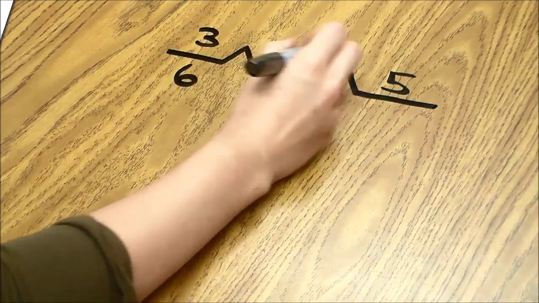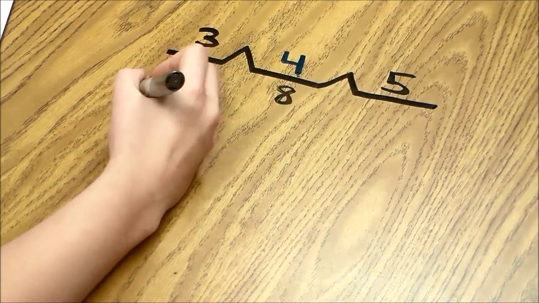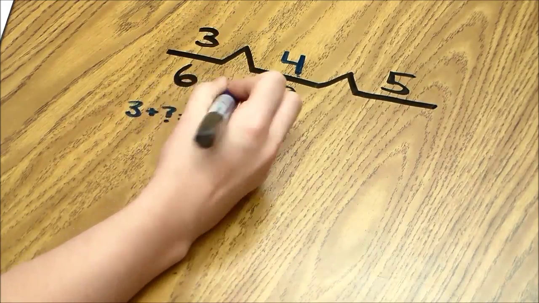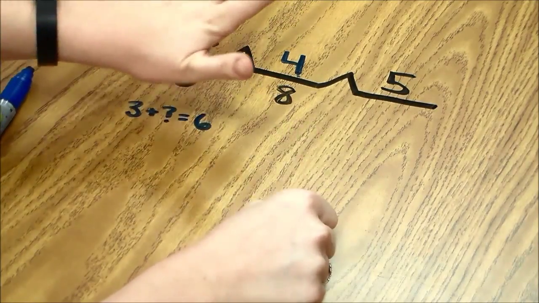Now the relationship between 3 and 6, I can try what I tried before. I know 6 minus 3 is equal to 3. I can add that plus 3 as the rule between 3 and 6.